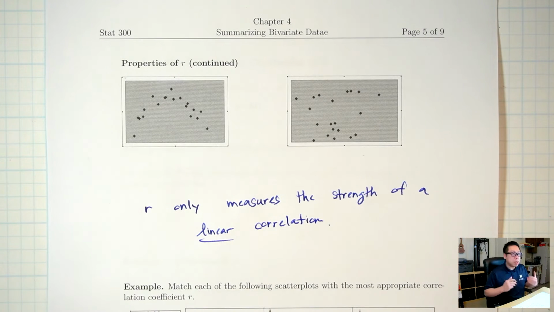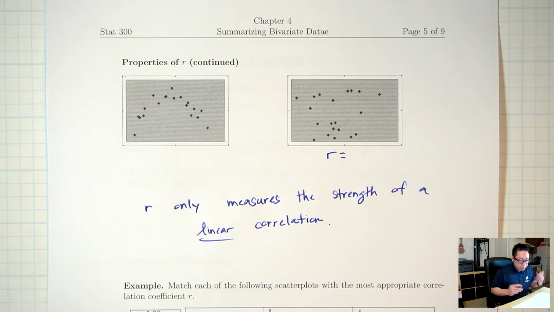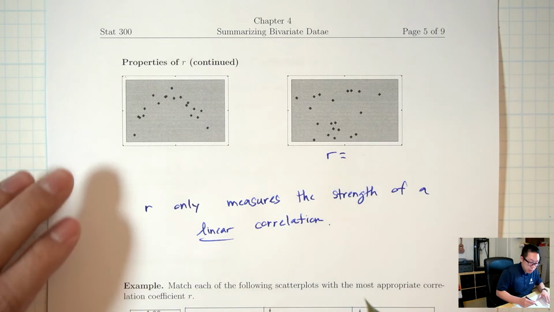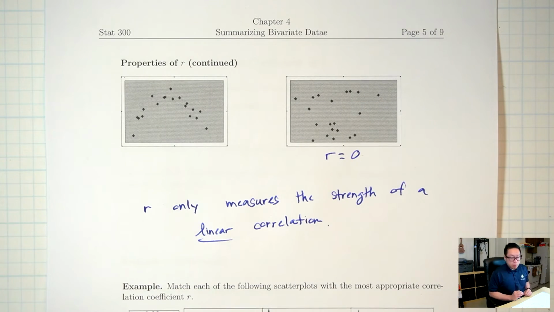In other words, it only tells you how close to a line your data looks. So here, in this picture, the data looks like it doesn't follow a pattern at all, right? It looks nothing like a line. Here, R would be 0. What about this picture?